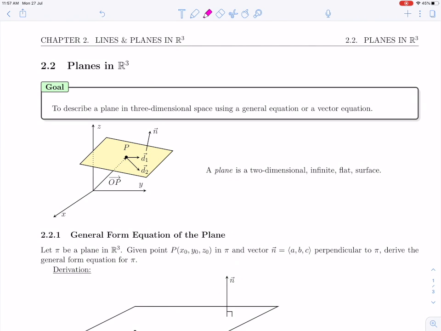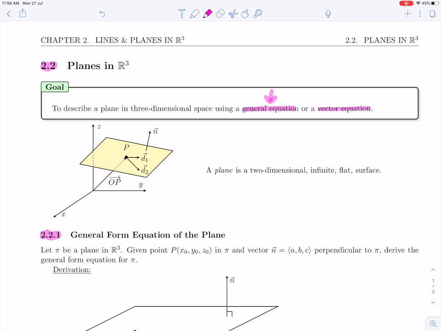In this video, we're going to start section 2.2, planes in R3, and we're going to cover 2.2.1, the general form equation of the plane. So let's go ahead and start by reading the goal of this section, and that is to describe a plane in three-dimensional space using either a general equation or a vector equation. In this video we're going to be doing the general equation, sometimes called the general form equation, and in another video we'll do the vector equation afterwards.